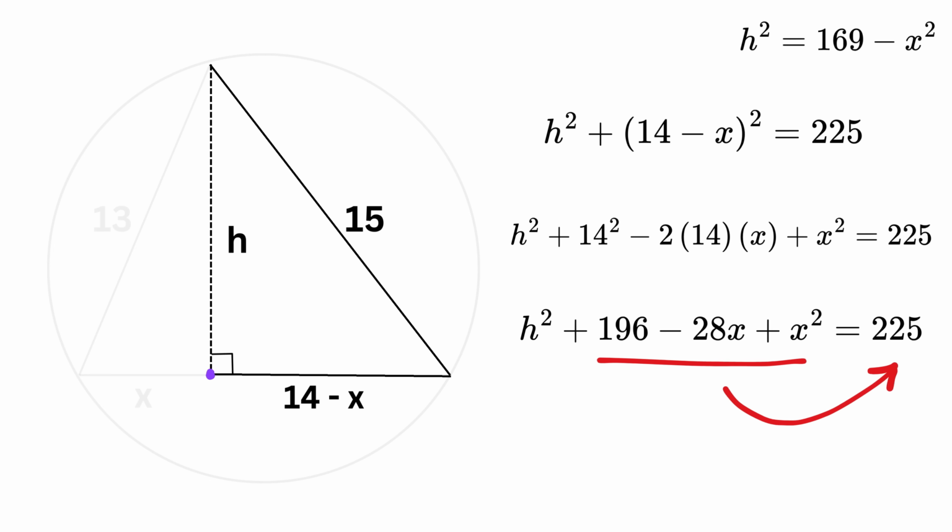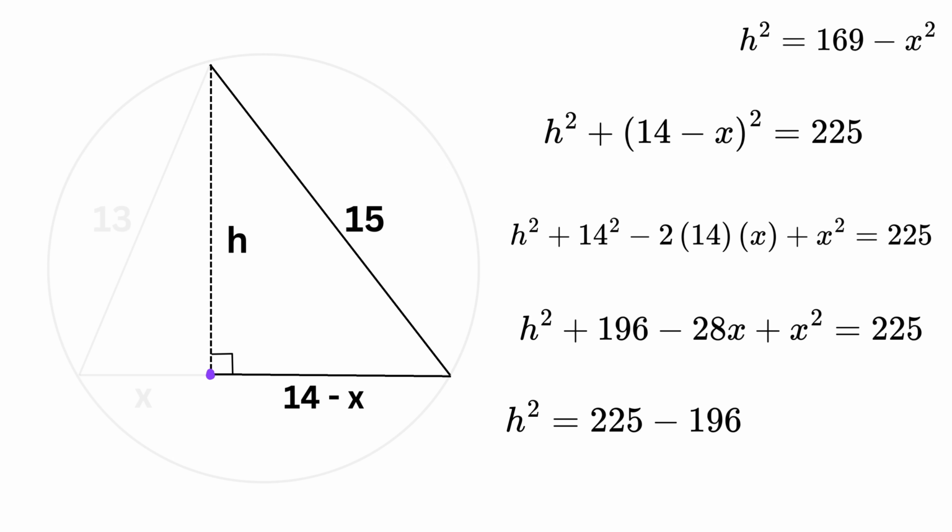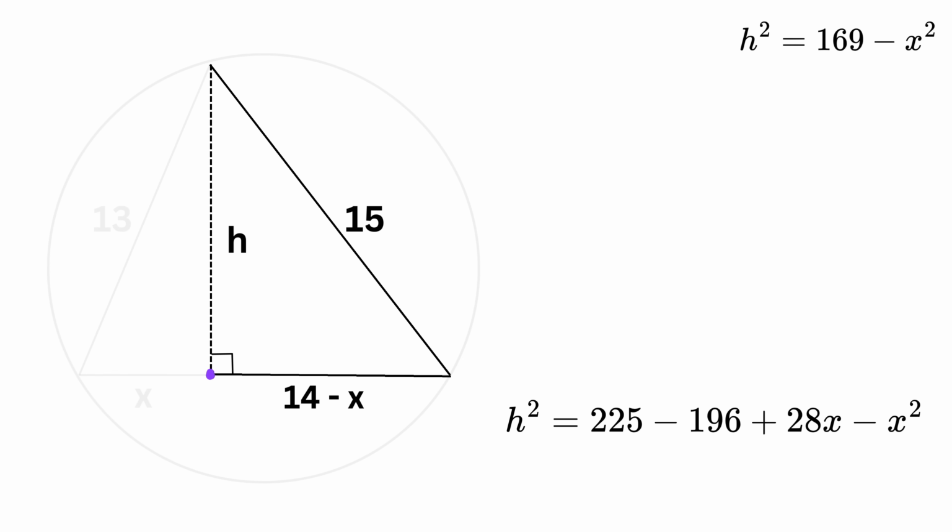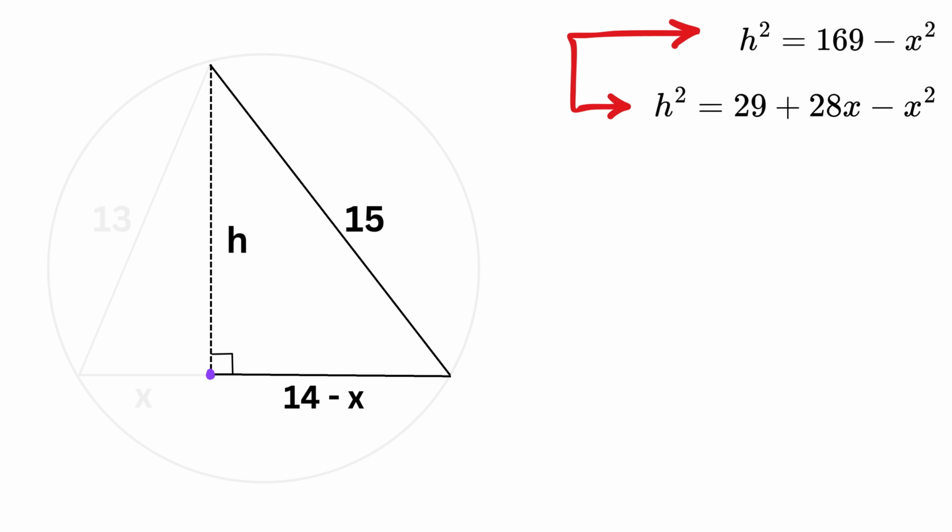Let's move the terms around to isolate h squared. That gives us h squared equals 225 minus 196 plus 28x minus x squared. This simplifies to 29 plus 28x minus x squared. Now we have two equations for h squared. Since both have the same left-hand side, we can equate the right-hand sides. Therefore, 169 minus x squared equals 29 plus 28x minus x squared.